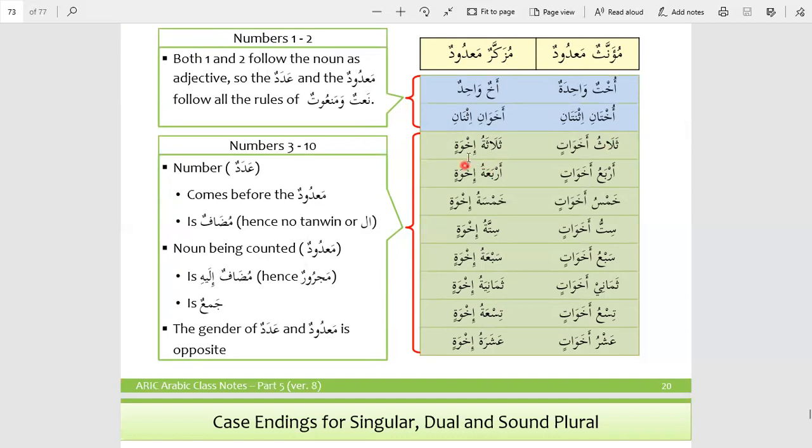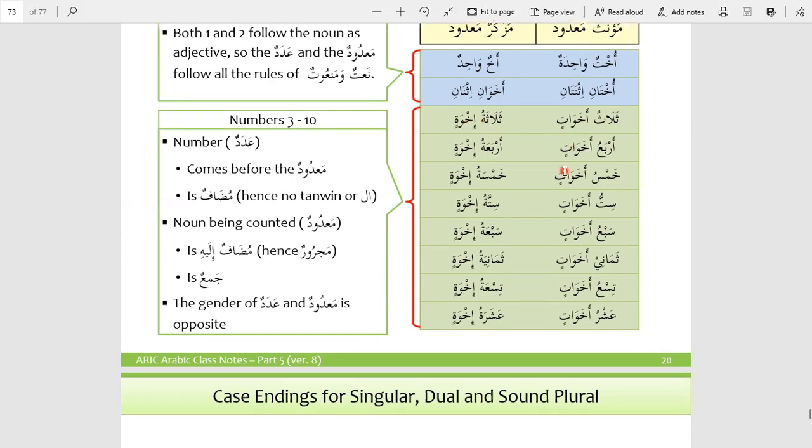So the gender is always opposite. If we are referring to a gender which is feminine, that means we have a masculine, as we are seeing here. Talatu is masculine and akhawatin is feminine. So the genders are always opposite. So take note of that.